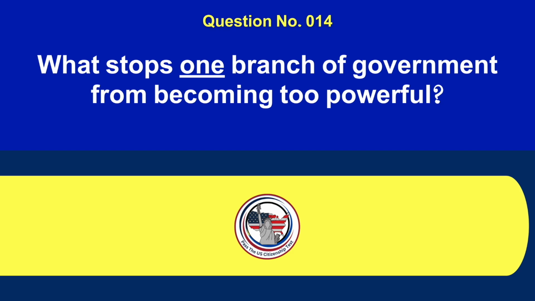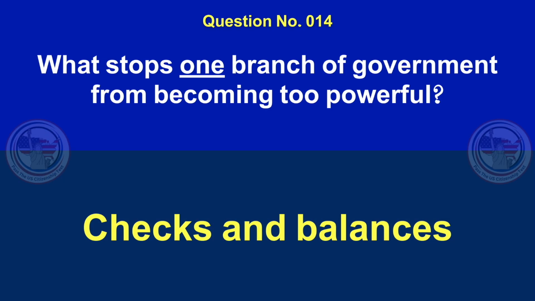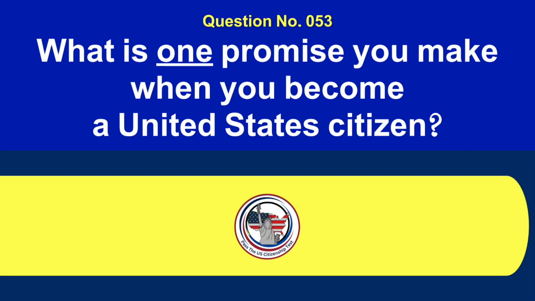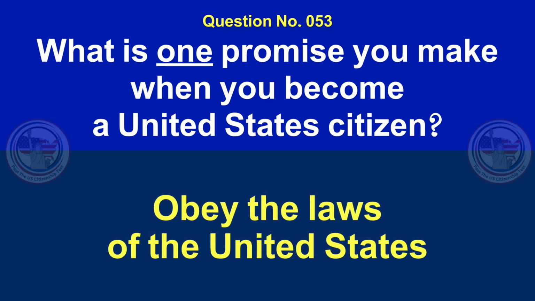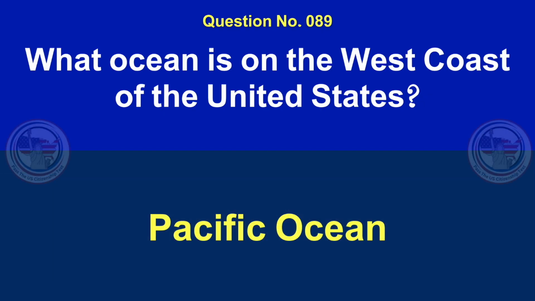What stops one branch of government from becoming too powerful? Checks and balances. What is one promise you make when you become a United States citizen? Obey the laws of the United States. What ocean is on the west coast of the United States? Pacific Ocean.